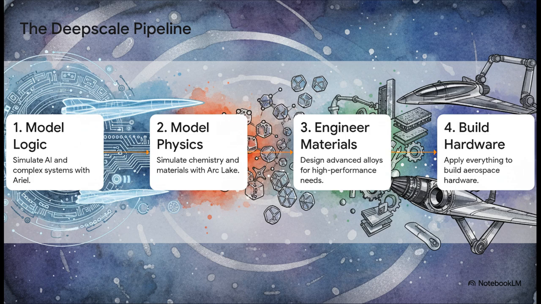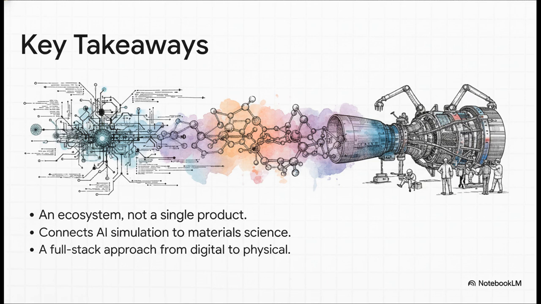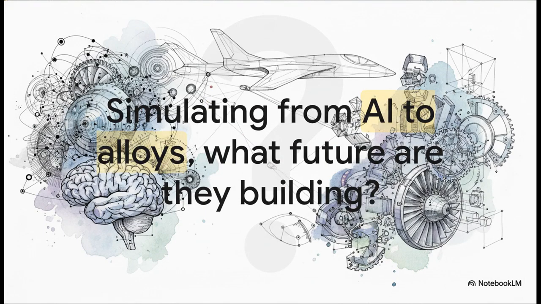It's an incredible workflow. So, what are the main things you need to take away from all this? First, Radical DeepScale is an entire ecosystem, not just a single product. Second, it's designed to directly connect the world of AI simulation with materials science. Its ultimate focus is on advanced aerospace, specifically hypersonic engineering. And finally, it represents a complete, full-stack approach, all the way from a line of code to a physical, flight-ready piece of hardware.